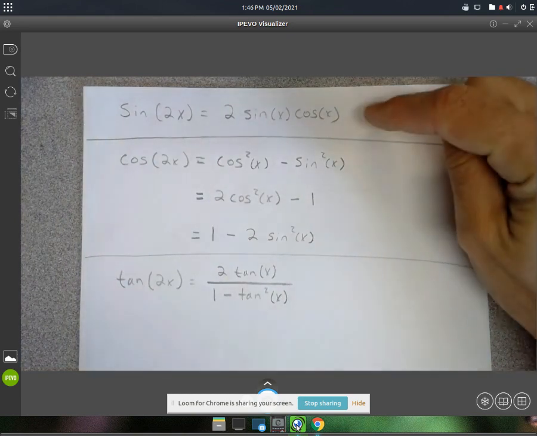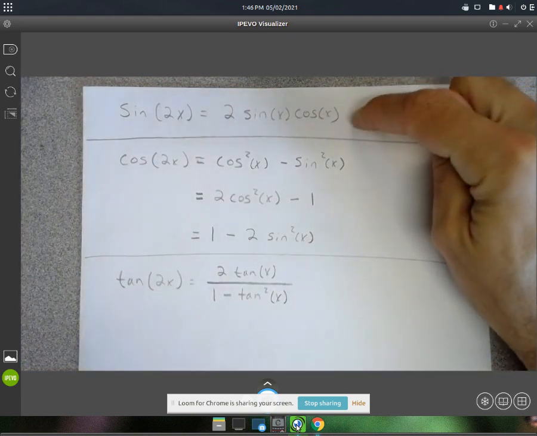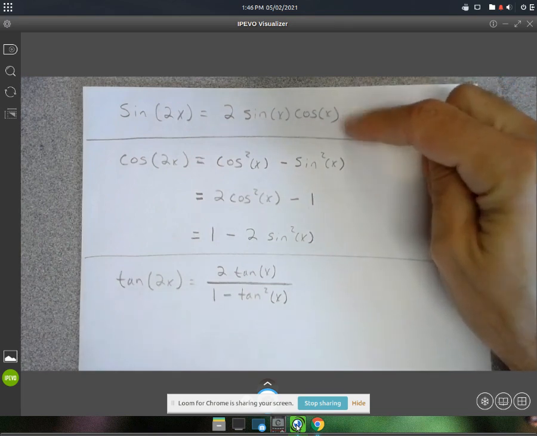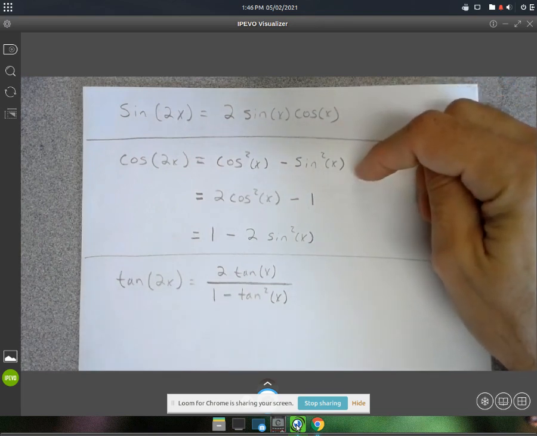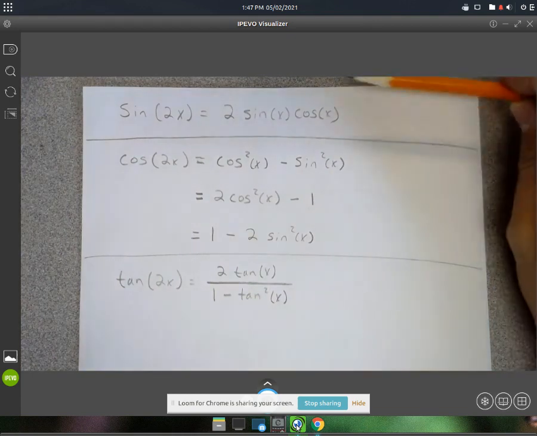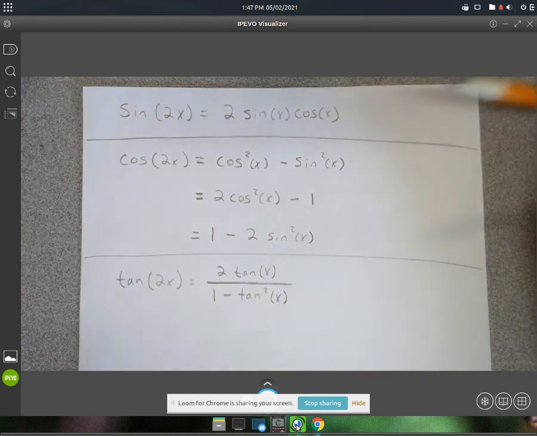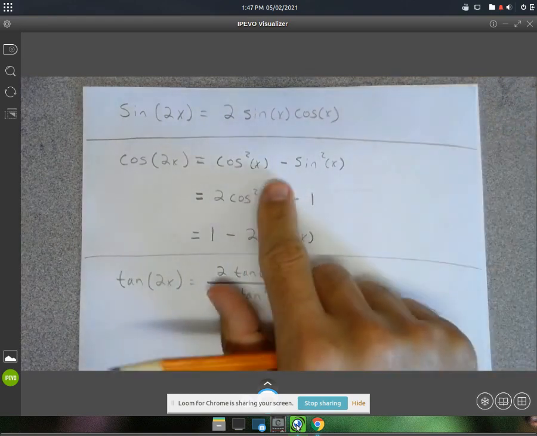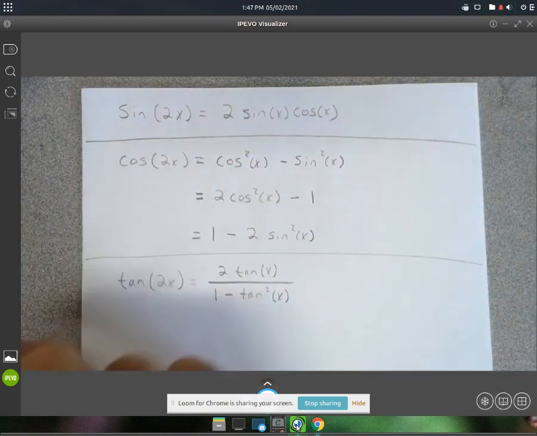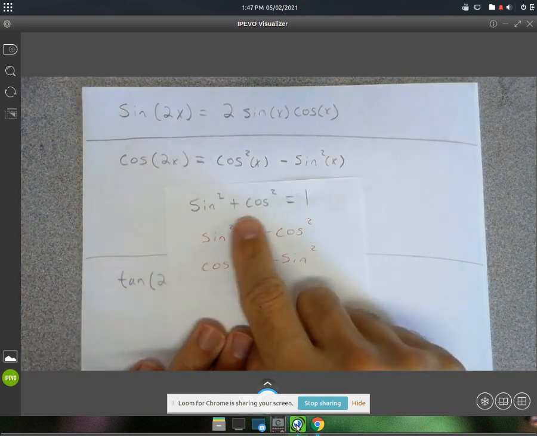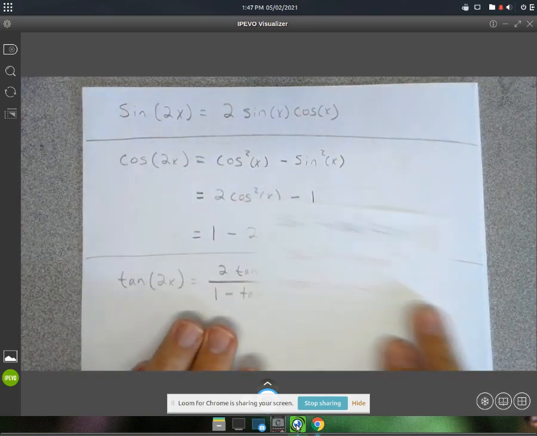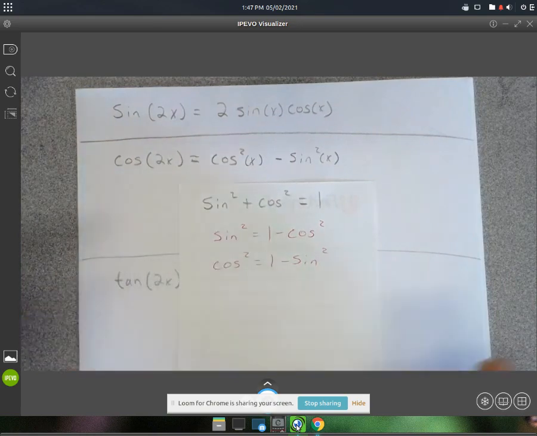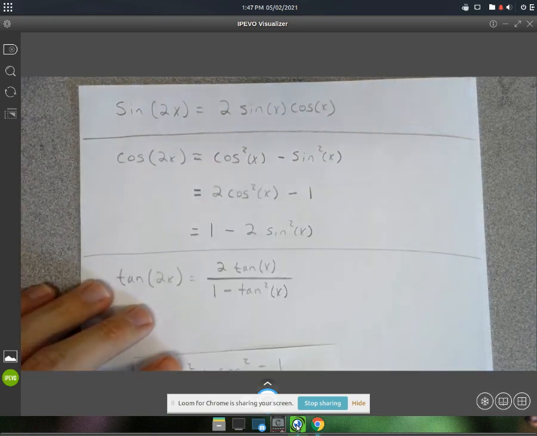Honestly, the sine of 2x and the cosine of 2x are the only ones that I happen to have memorized. This one's always stuck with me for some reason. The reason that this one's kind of easy to remember is because it's almost like our Pythagorean identity. I remember sine squared plus cosine squared equals 1. So it's a little bit like that, but it's the difference this time.